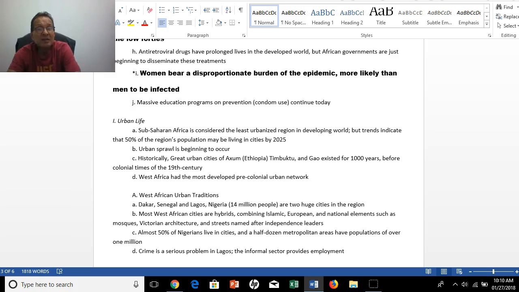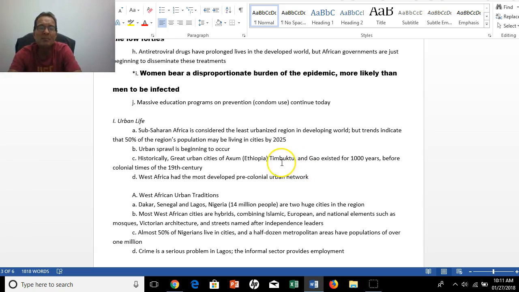Sub-Saharan Africa is the least urbanized region in the developing world, but it seems that 50% of the region's population, and that's the key percentage, it's estimated that 50% of the world is going to be urban by 2025, not too far away. Urban sprawl is happening in some of the bigger cities.